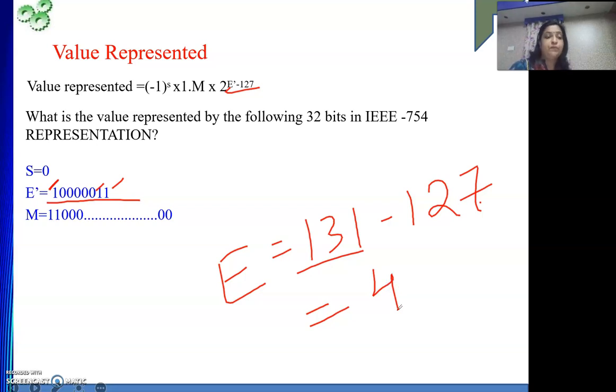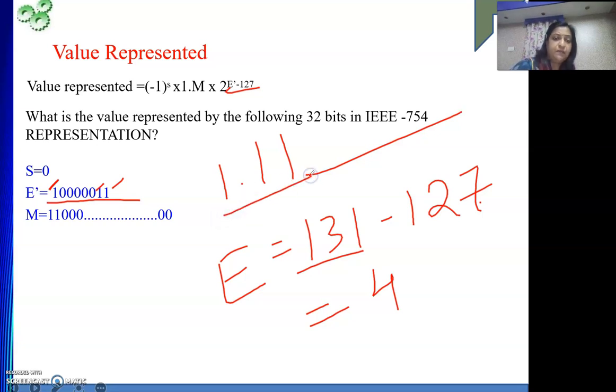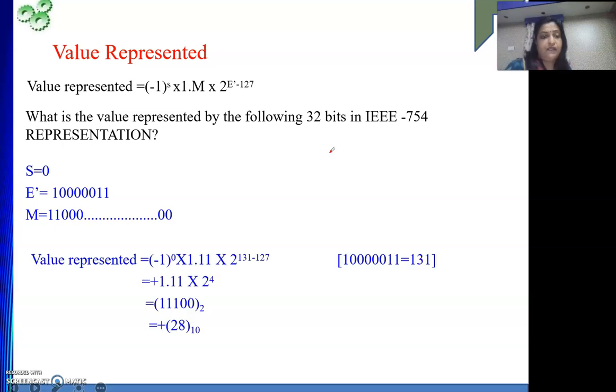And then what is the mantissa? The mantissa is 1.11. The other bits are zeros, so there is no need to write them. This part is clear because it is a normalized number. The leading 1 was not there in the stored form, but it is always there, and the fractional part was there in the stored form, so we have appended both of them together. Now the value represented is this one: 131 minus 127.